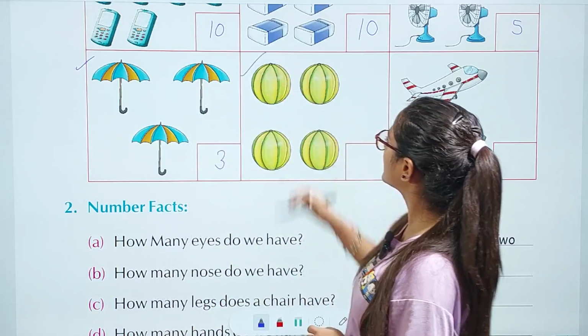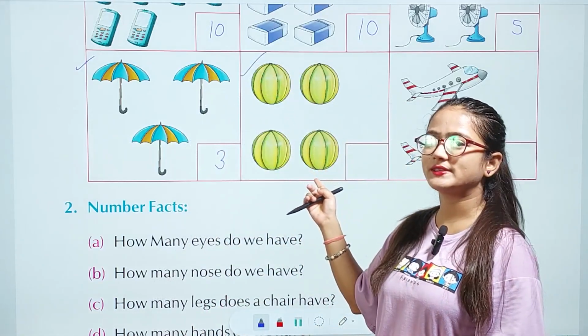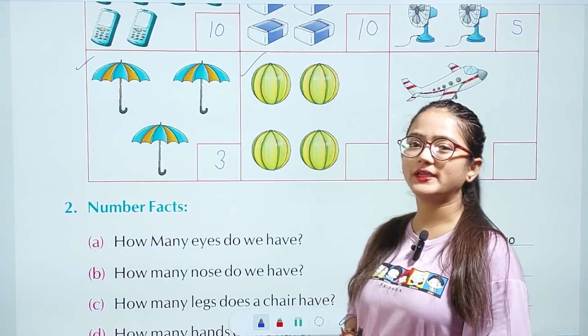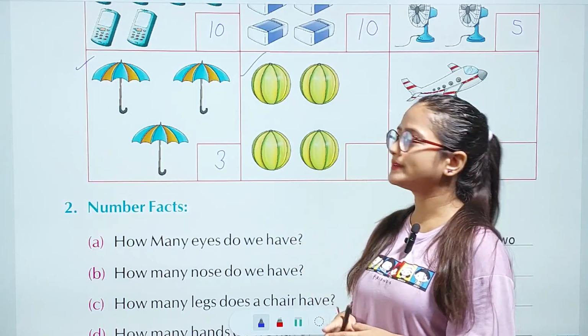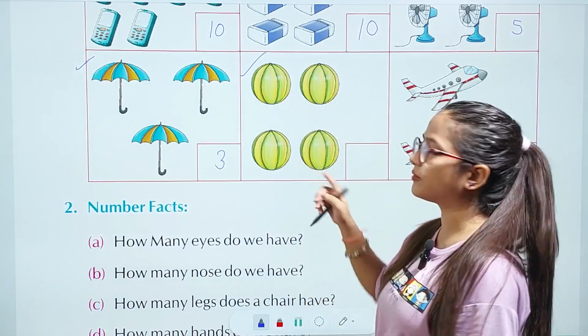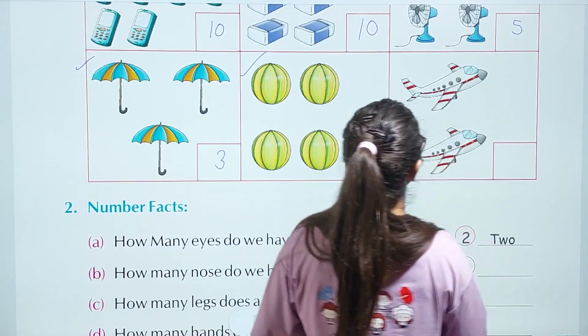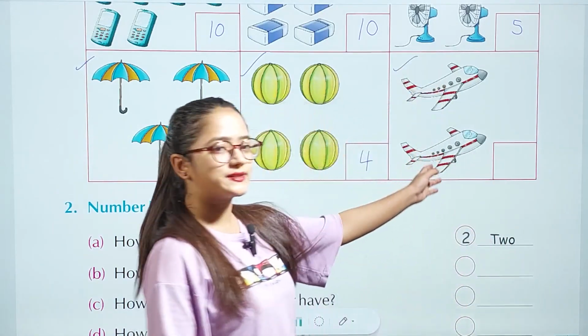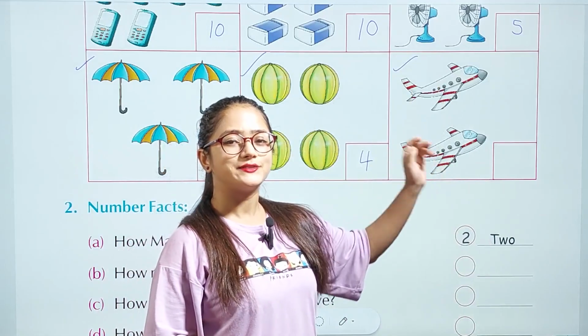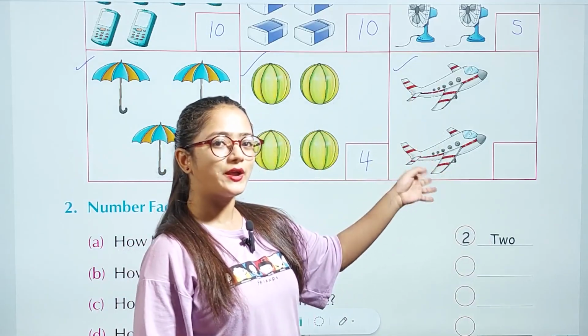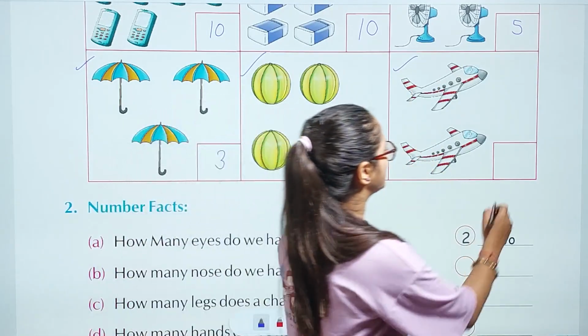Next, what is this? This is a ball. Okay, so how many balls are there? There are 1, 2, 3, 4. 4 balls are there. So you have to write down 4. Now, what is this? This is an aeroplane. So how many aeroplanes are there? There are 2 aeroplanes. So you have to write down 2.